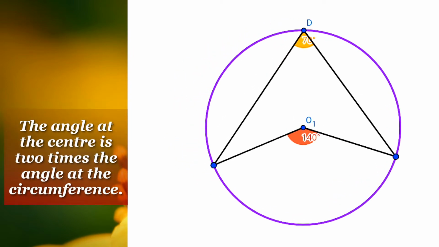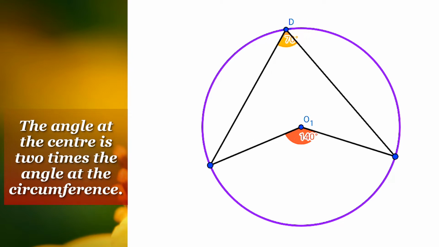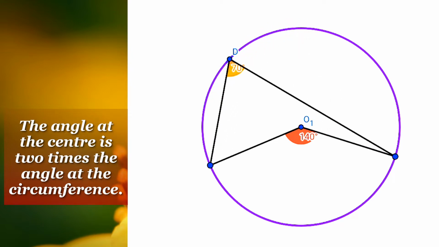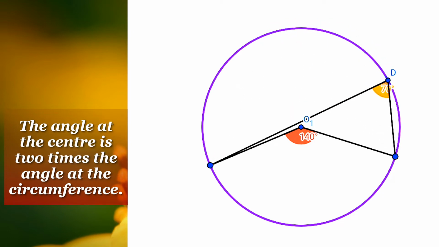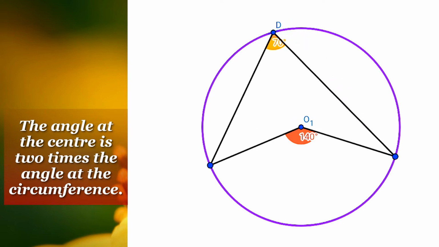Alright, here we have a circle, and I want you to observe that the angle at the center, which is the red angle, is 140, and the angle at the circumference, which is the purple part of the circle, is 70. Notice what happens when I move the angle at the circumference. You see anything changing?